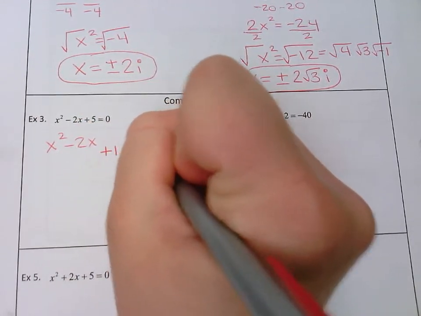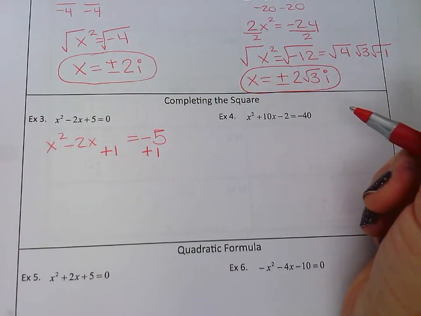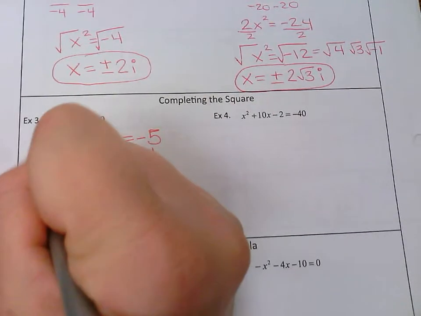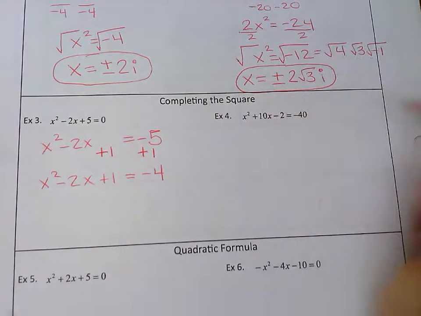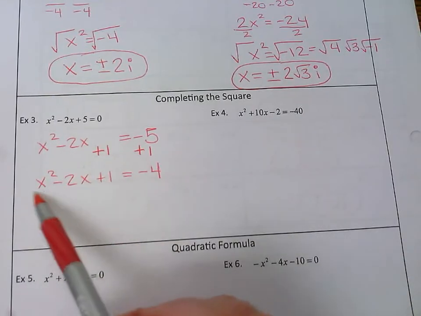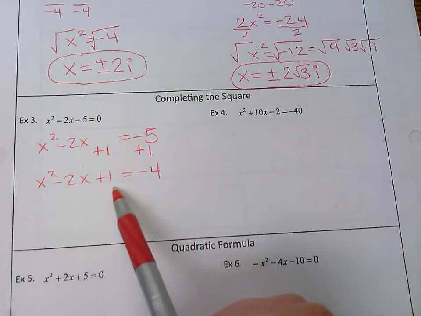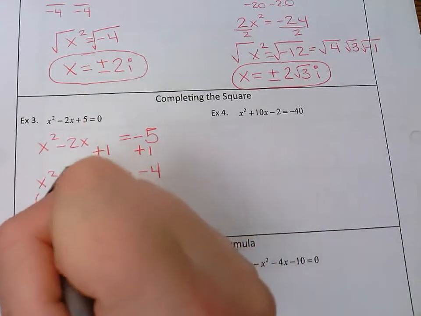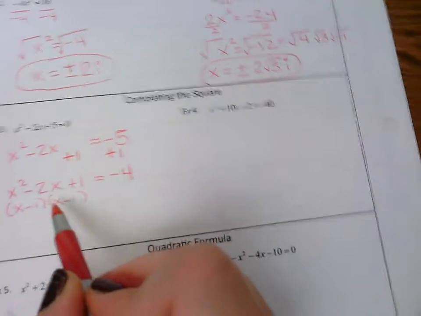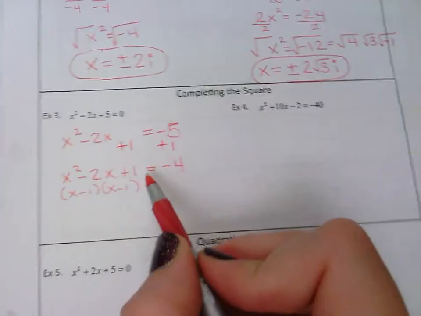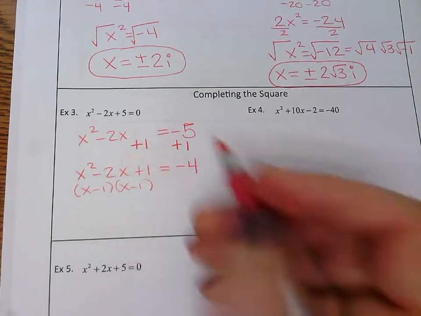And whatever I add to the left side, I add to the right side of the equation. So x squared minus 2x plus 1 equals negative 4. I just created a perfect square trinomial, which means that I can factor this into x minus 1 times x minus 1, right? Because I'm looking for the factors of 1 that add up to negative 2.